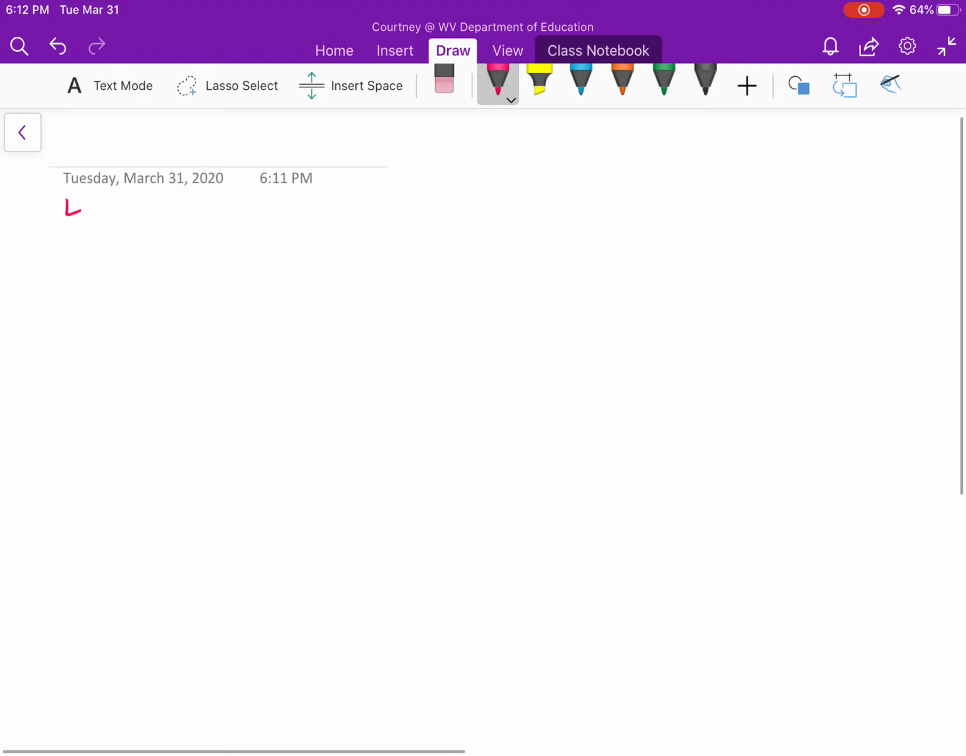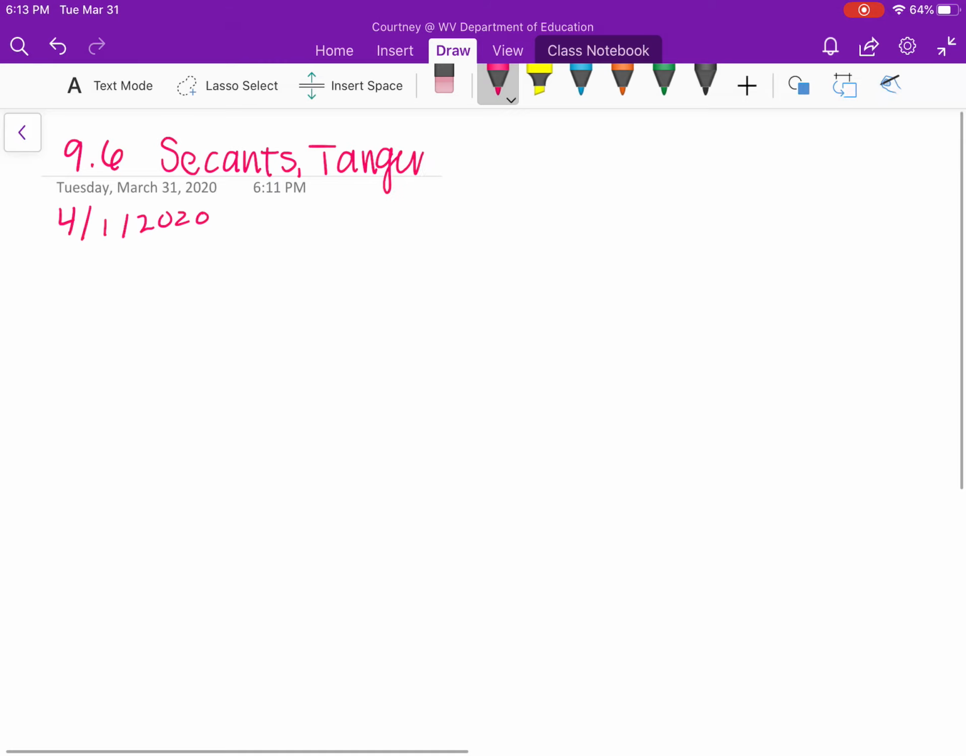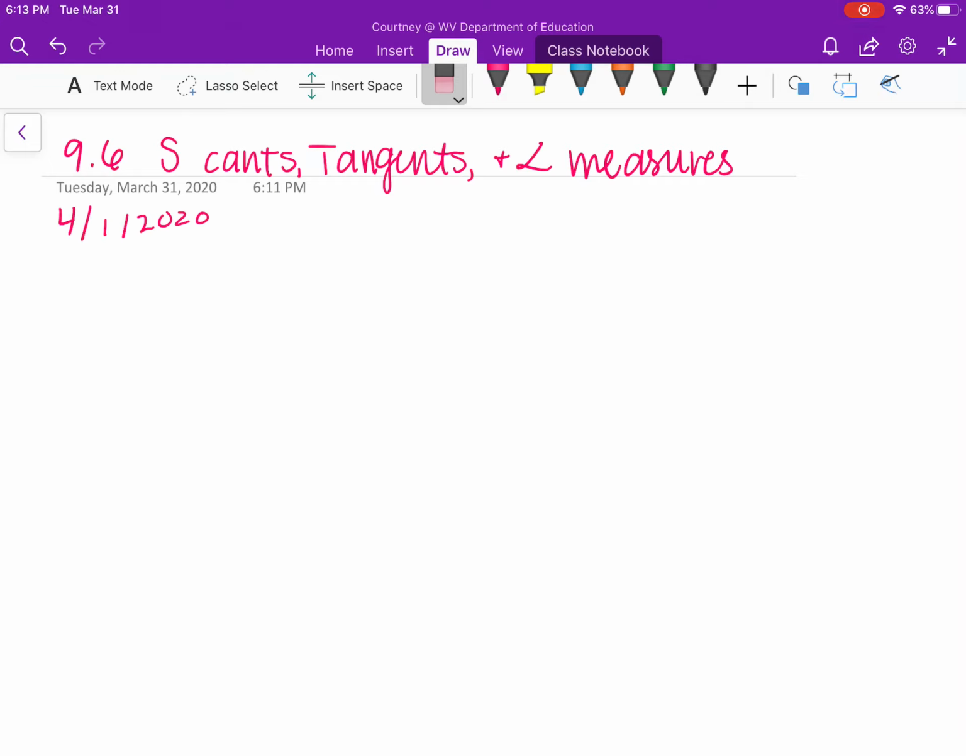Today is April the 1st, 2020. And today we're going to be continuing with circles, moving on to section 9.6, which is called secants, tangents, and angle measures. That's my angle sign there. Make this E a little bit better. So you already know what tangents are.